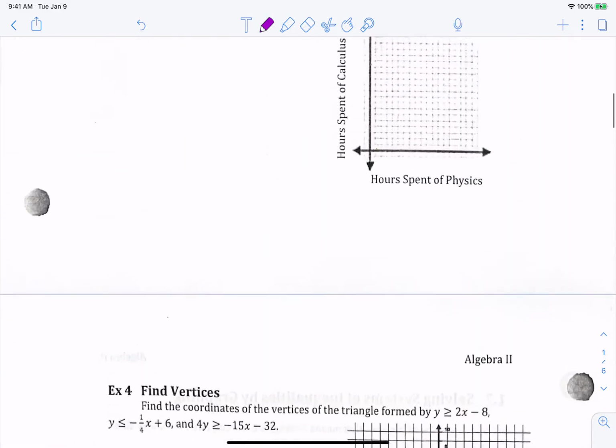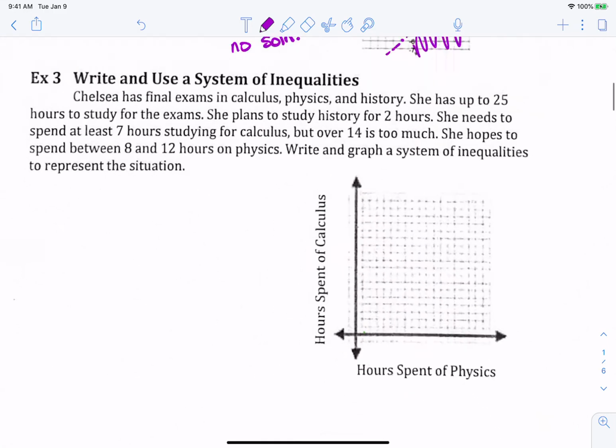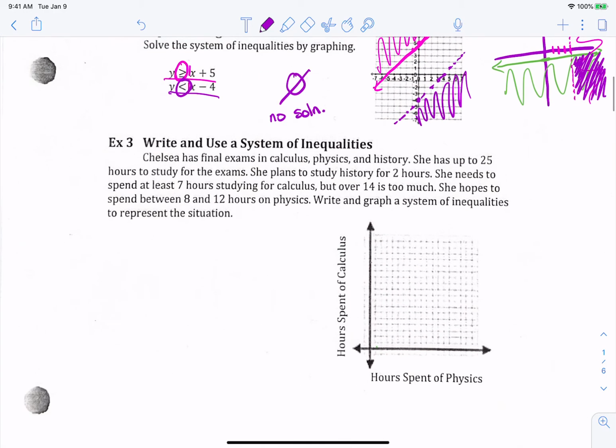This is the last one, 2 left. Example 3. Chelsea has final exams in calculus, physics, and history. She has up to 25 hours to study for the exams. They're going to give us lots of stuff going on here. So 25 hours max. I'm going to put that down, to study for the exams.